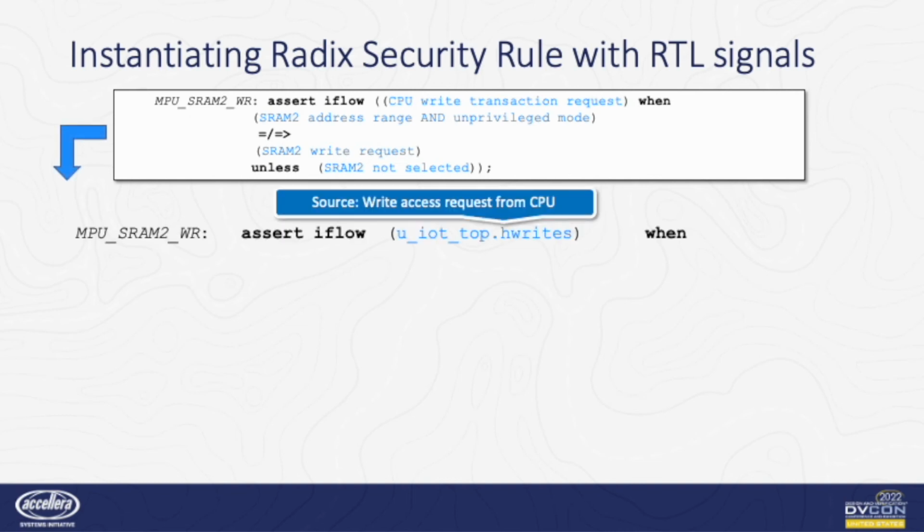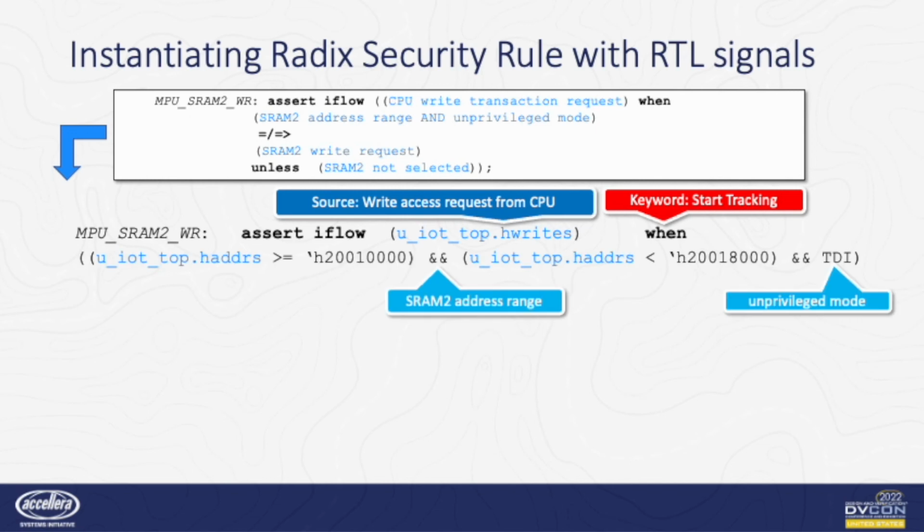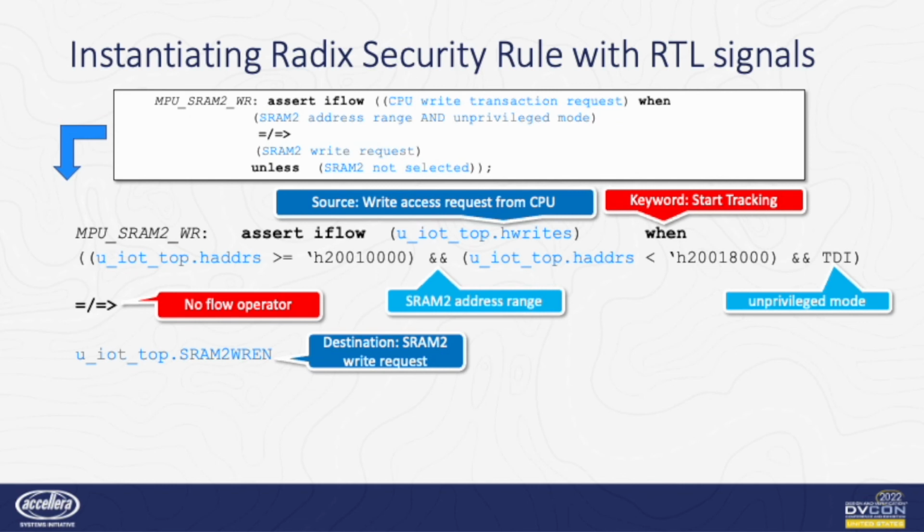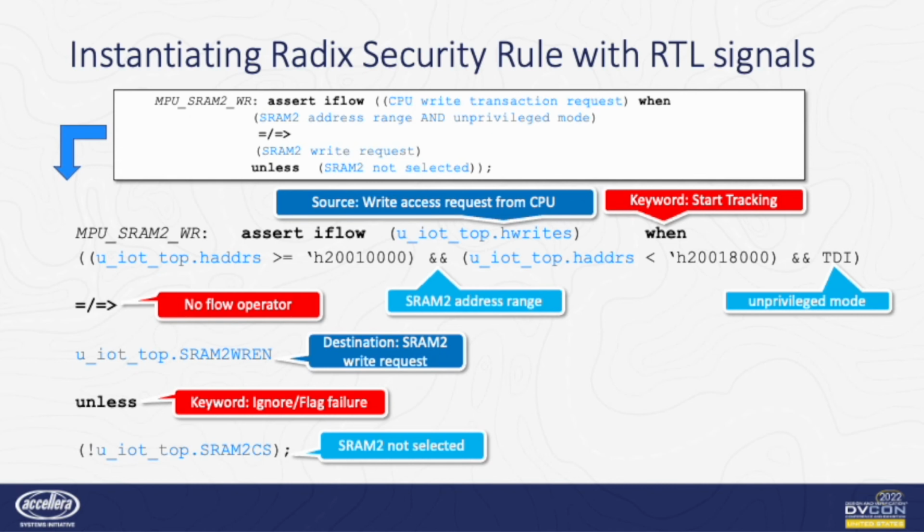We have the label. The source is the write access request from the CPU, and this time we are using actual RTL signals. We start tracking the HWrite bus when the range is the SRAM2 address range, and we are running in unprivileged mode. The no-flow operator says that this write request should not get into the write enable pin of the SRAM2, and we ignore this if the SRAM2 is not selected.